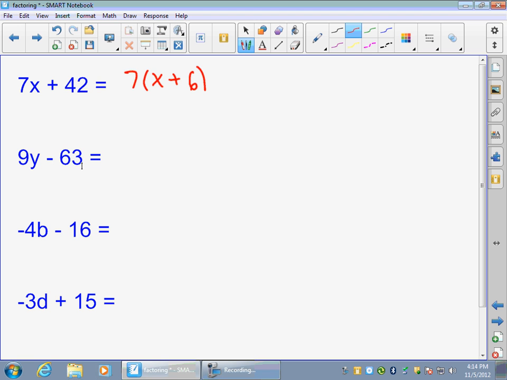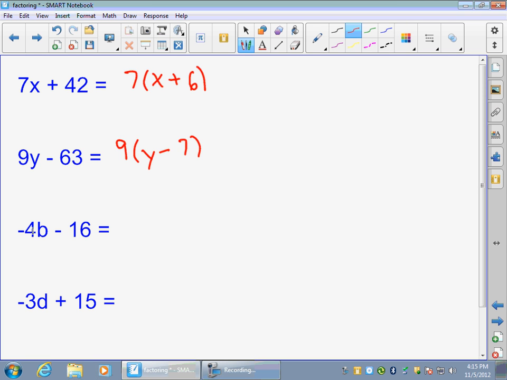So let's go down to this one. Again, obviously I see the 9y there. I know I'm going to have a y inside, so it should probably be a 9 out front. Now I do have to pay attention to signs. This is a minus here, so that means I'm going to need a minus inside. And 9 times what gives me 63? 9 times 7 is 63. So 9y minus 63 is the same as 9 times the quantity y minus 7.